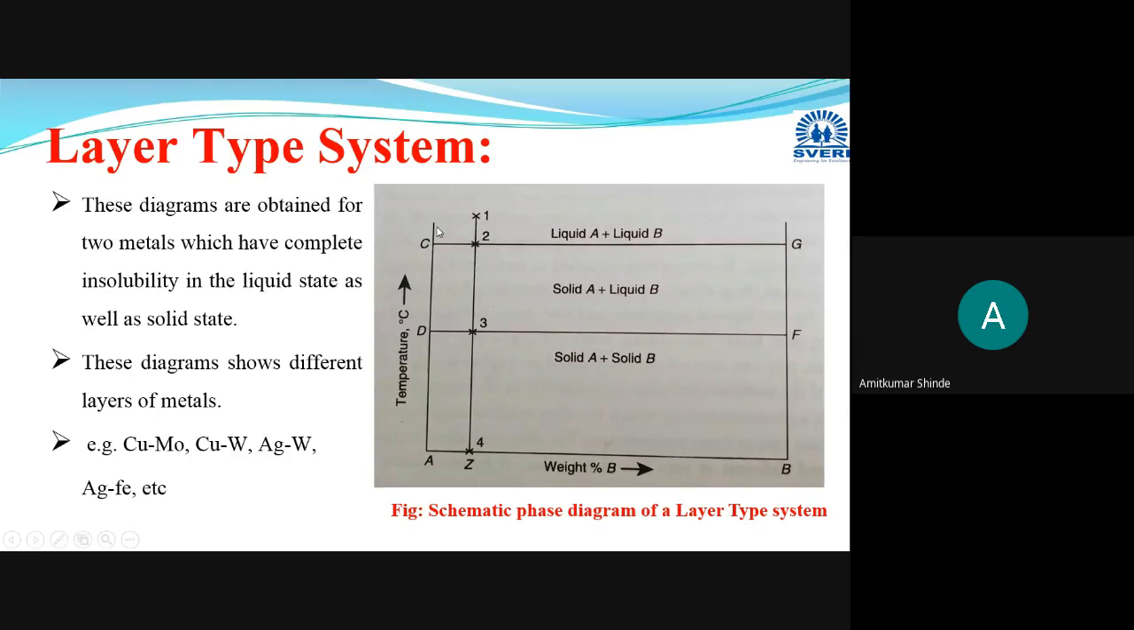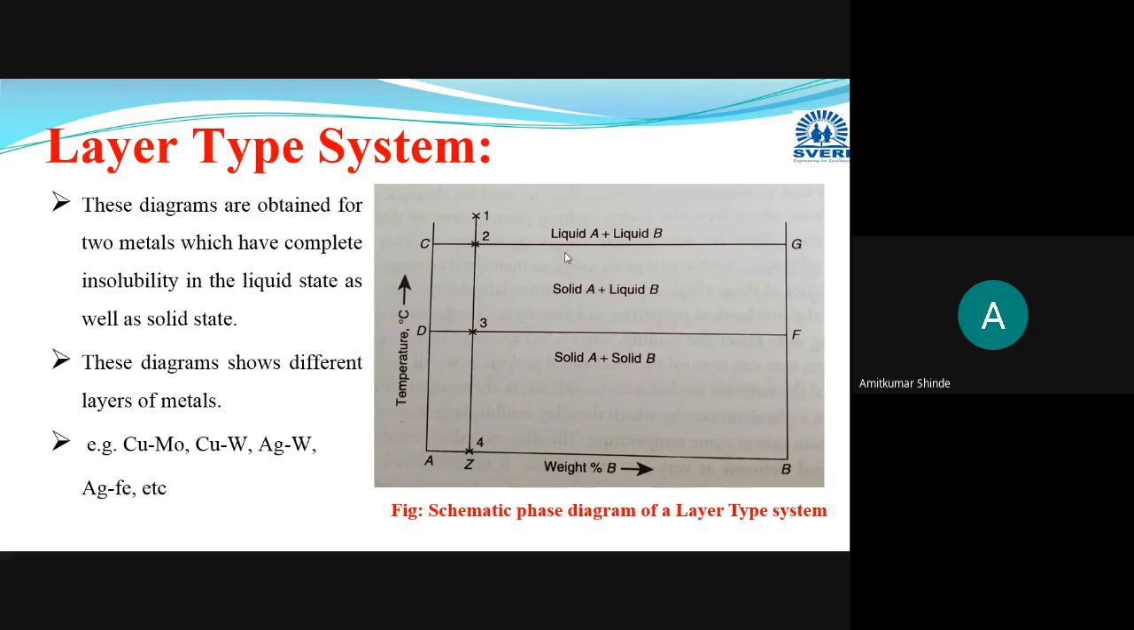Now as you can see from this diagram, it is almost uniform throughout. Then you can consider any one curve for explaining the microstructural changes. Here I have considered one curve by taking z percent of B. Now you have to explain the cooling of this curve with z percent of B. What will be the microstructural changes and how is this cooling occurring? That you have to explain here.